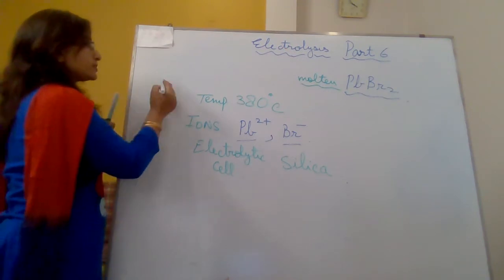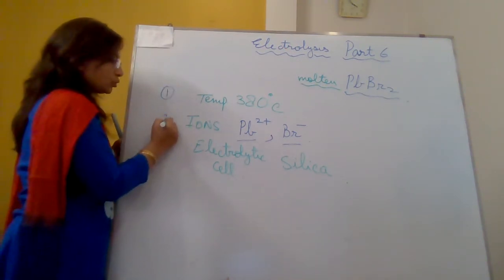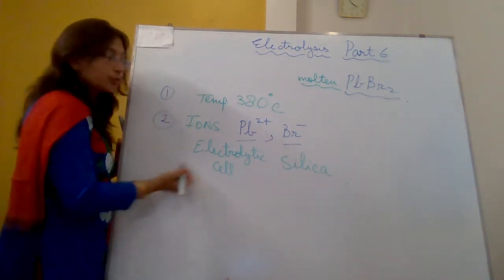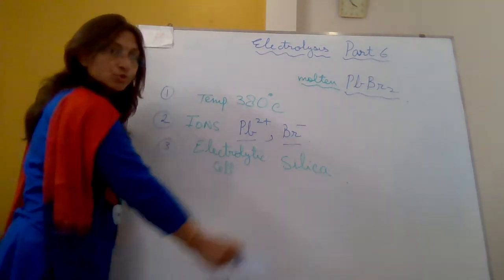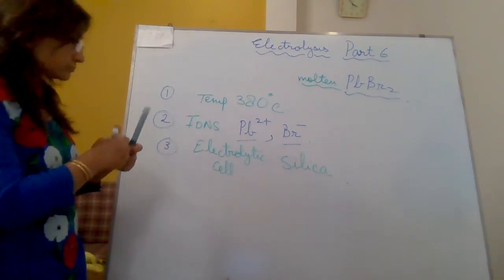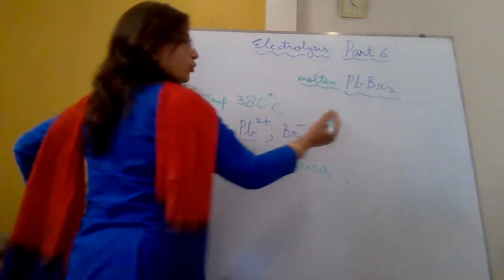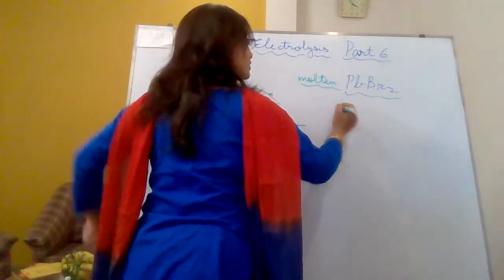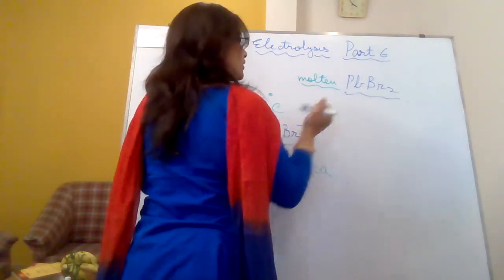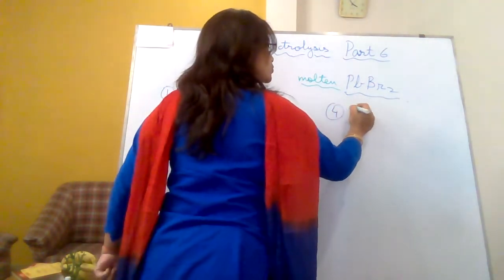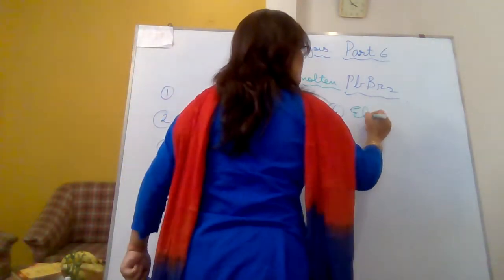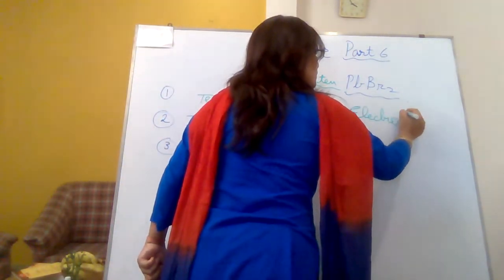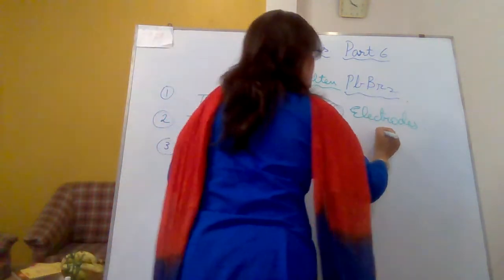अब आपके तीन conditions complete हो गए. Number one, we have decided the temperature. Number two, the type of ions that will be produced, and the material of your electrolytic cell. It is going to be silica. Now comes the next point, which is your electrodes. What type of electrodes are we going to use? Here we will be using the electrodes as graphite.